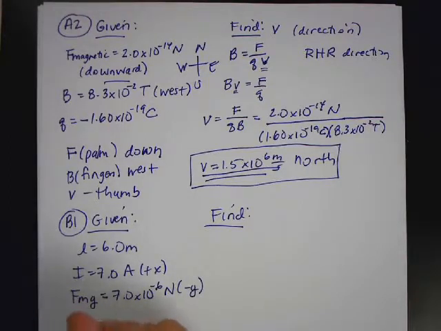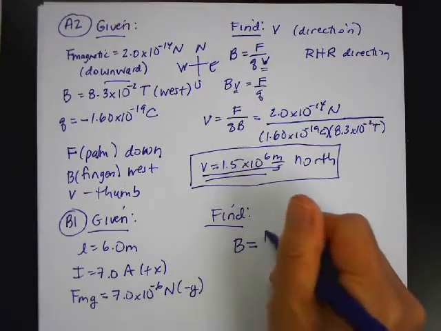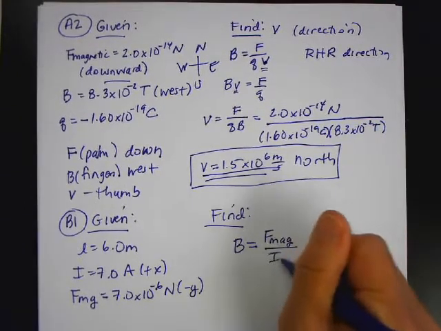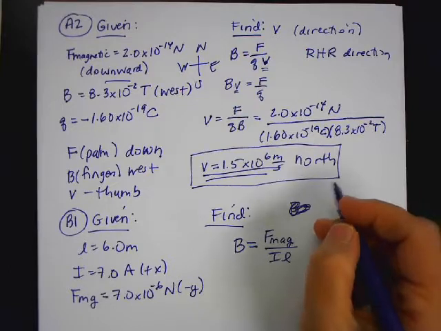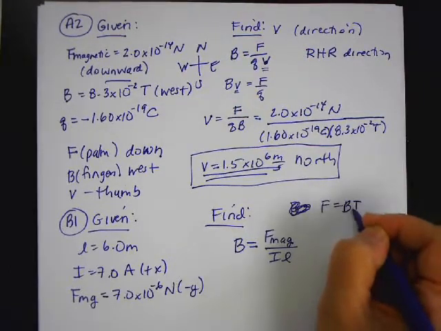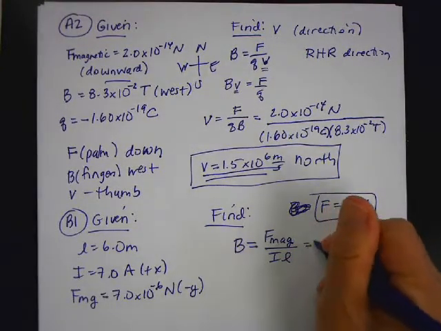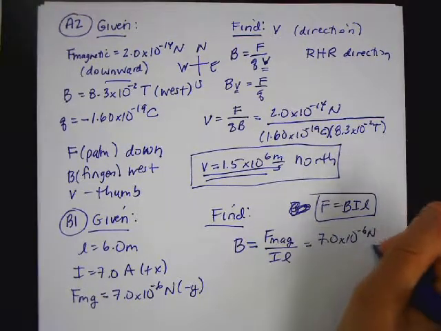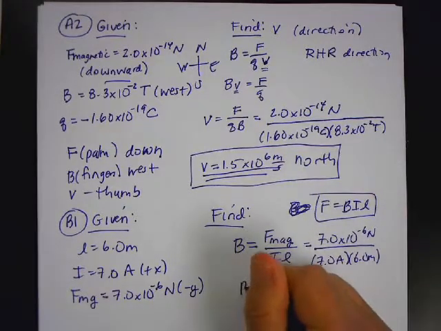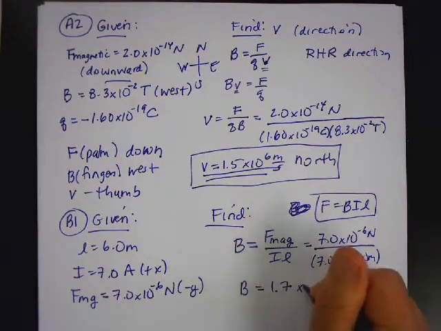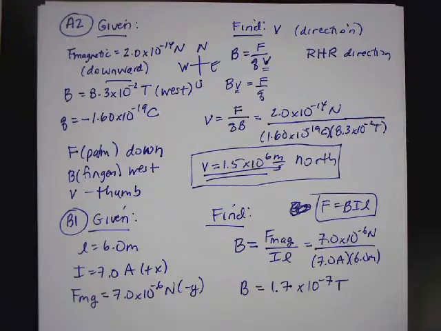So again, I'm going to use my right-hand rule to find the direction. So here we're going to use the equation B is equal to F magnetic over IL. Now the way that I remember it is, I remember that F is equal to BIL, because that's an easy way to remember it, like F is equal to Bill, right? But I'm going to rearrange it to solve for B. So I'm going to have 7 times 10 to the negative 6 newtons over 7 amps times 6 meters. When I do the math, B comes out to be 1.7 times 10 to the negative 7 Tesla, but that's only the magnitude. I need to also find the direction.